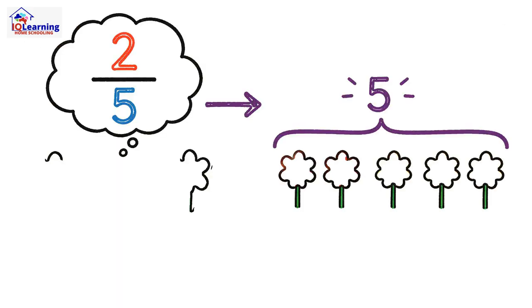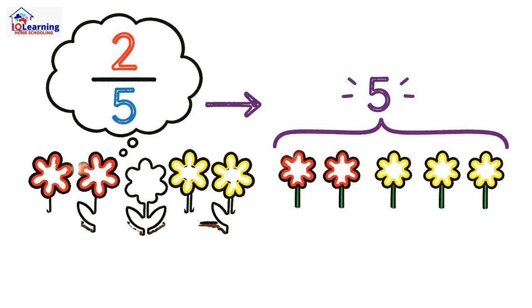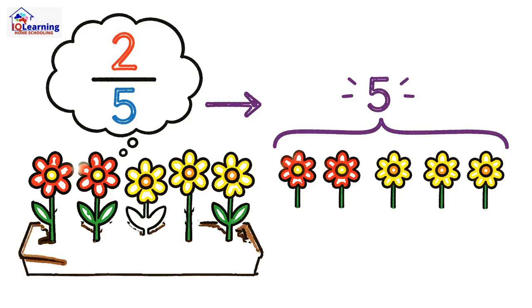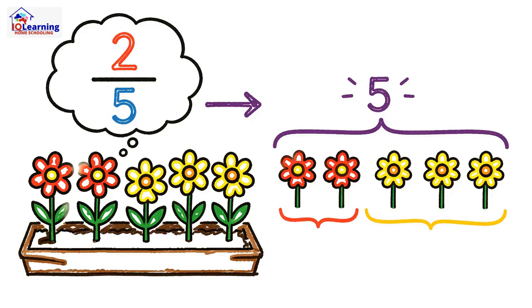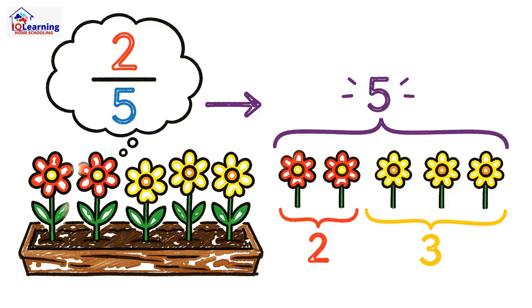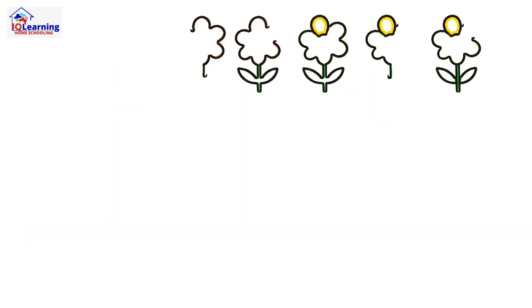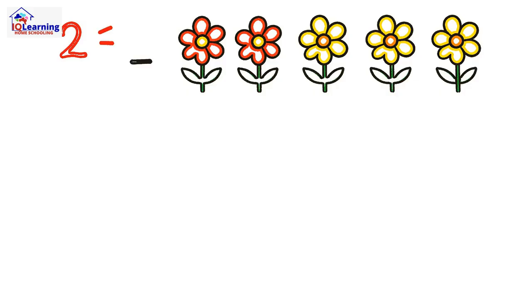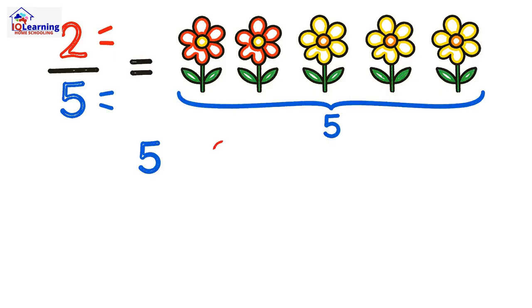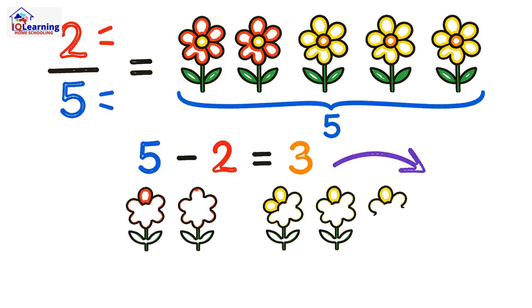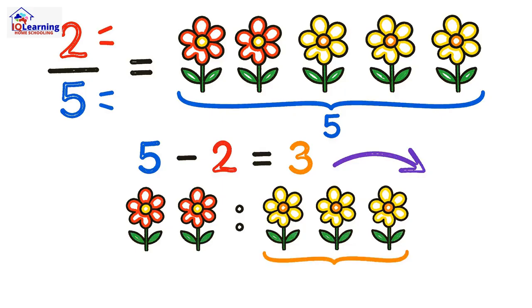What about going backwards? If you know 2/5 of the flowers in a garden are red, what's the ratio of red to yellow? The fraction tells you everything. The bottom number, 5, is the total parts. The top number, 2, is the red parts. To find the other part, the yellow flowers, just subtract. 5 minus 2 equals 3. The ratio is 2 red to 3 yellow.